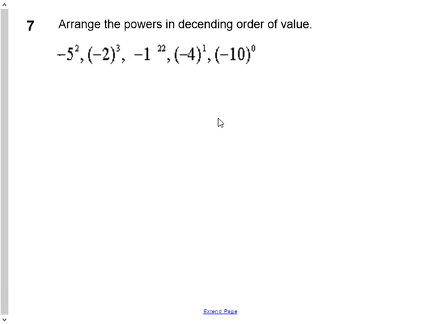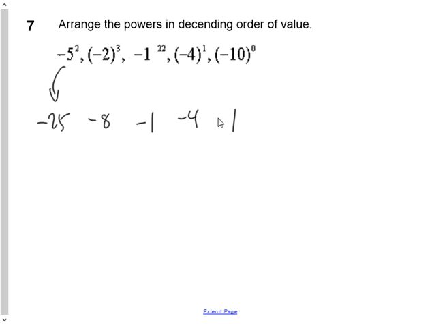So negative 5 without brackets on it squared is the opposite of 5 squared, so its standard form value for a point was negative 25. Negative 2 cubed is negative 2 multiplied by itself three times, which is negative 8 in standard form. Negative 1 without brackets to the exponent of 22 is still the opposite of 1 to the 22, which will be negative 1. Negative 4 to the exponent of 1, any base to the exponent 1 is itself, so it'll be negative 4. And any base to the exponent of 0 will always have a standard form value of 1, so that is a positive 1 value.